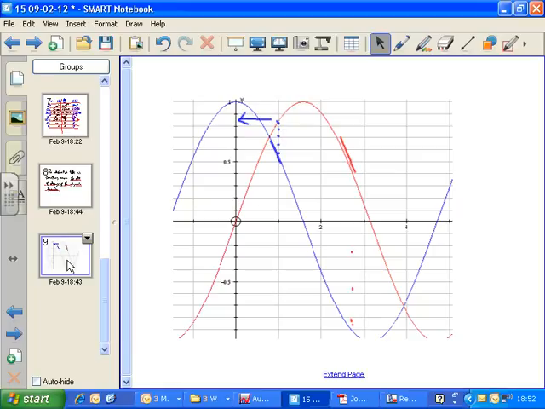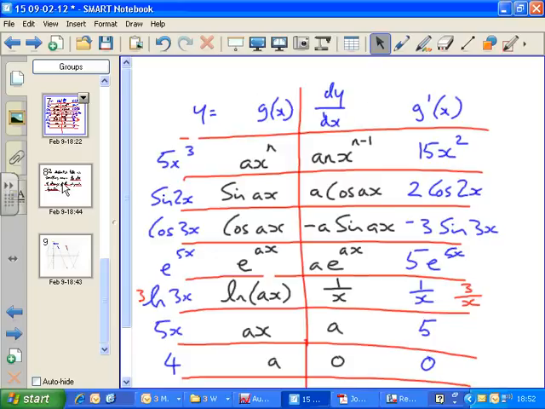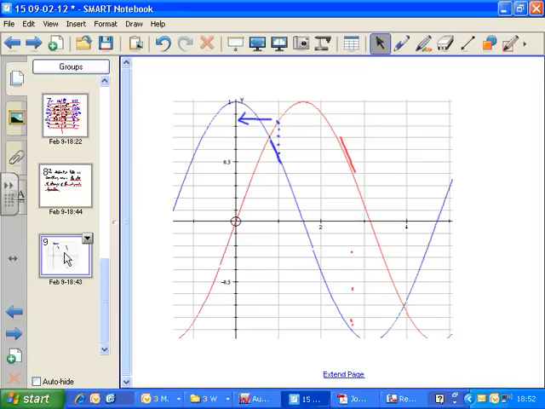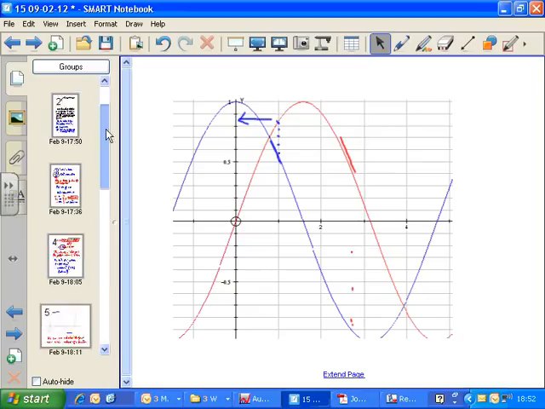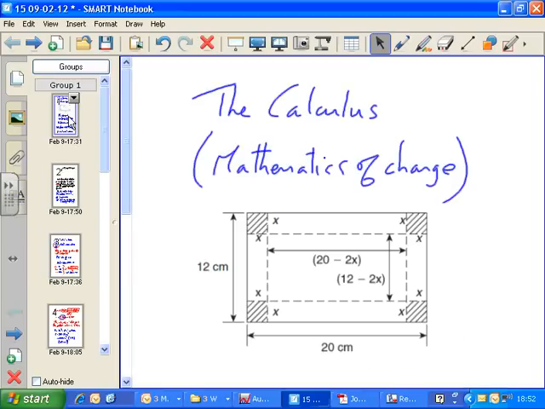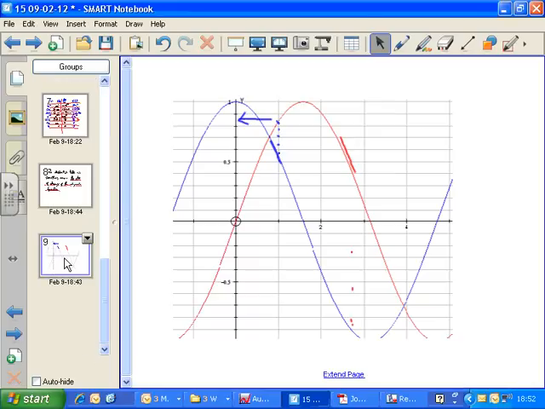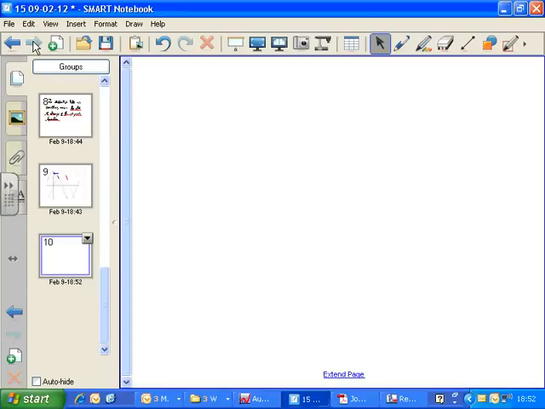So, we've got a table of differentials. We know that the differential gives us a new function which tells us about the rate of change, and we've looked at one or two examples: the sine and the cosine function, how they're related, and a problem where we can use calculus. What I want to do now is give you a little bit of time to practice these little rules, doing some basic differentiation.